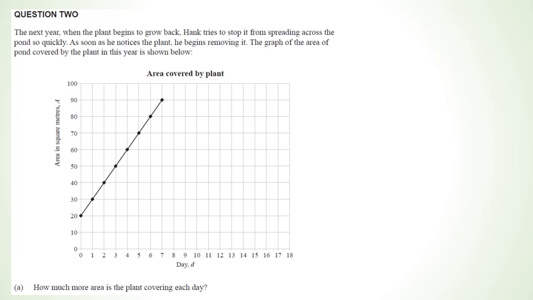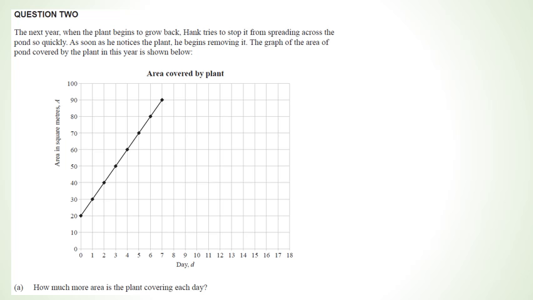Back to more gardening again. So question number 2, what do we got here? A graph is shown. How much area is the plant covering each day? So all they're asking you is how much is the area increasing per day?